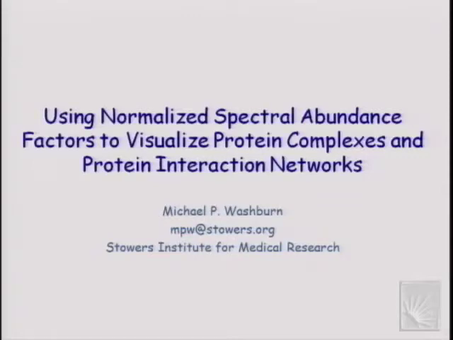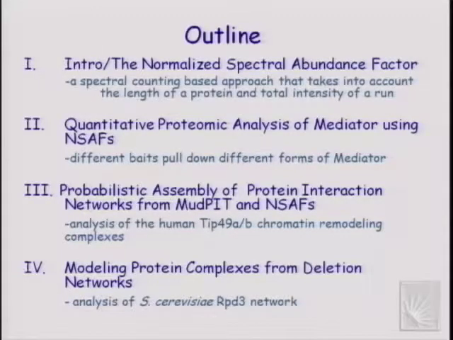So again, this is the title of my presentation, and mostly I will be talking about a third of the type of work that goes on in the group. We do a fair amount of mechanistic transcription and some fundamental analytical chemistry on spectral counting. But a major effort is now going into protein complexes and interaction networks. So there are four parts, where we'll talk about this normalized spectral abundance factor. I'll give a couple of presentations on approaches that we use to look at protein complexes, a quantitative analysis of a complex called mediator, and then our efforts to assemble protein interaction networks in a probabilistic manner.